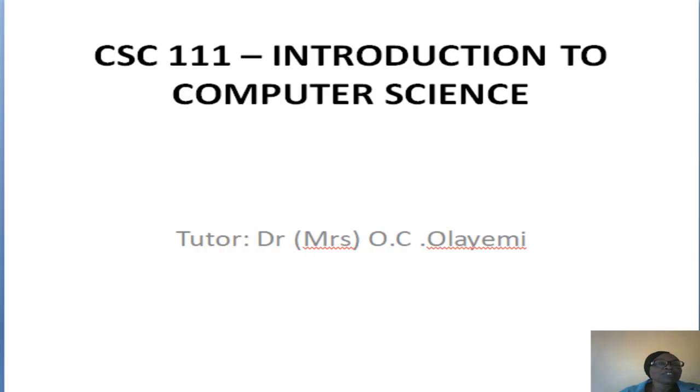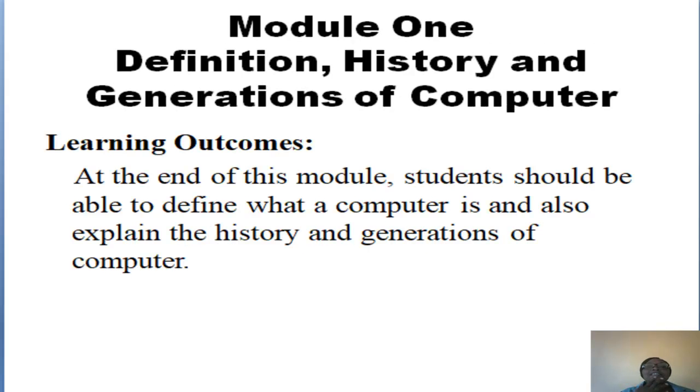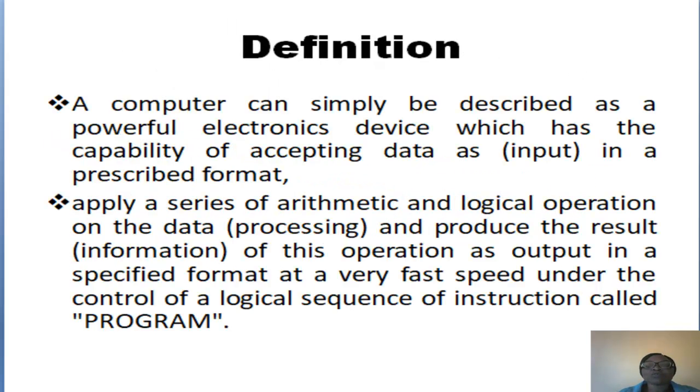So we are starting with Module 1, which is the definition of computer science, the history and generations of computer. At the end of this module, learners should be able to define what a computer is, and also be able to explain the history and different generations of computer. So we are going to start with the definition.